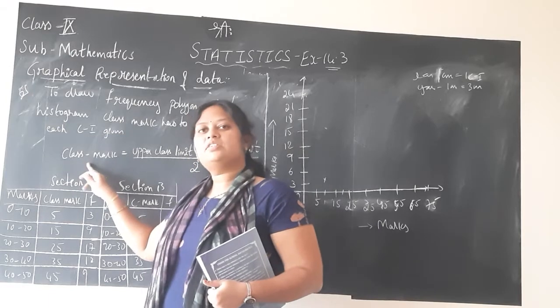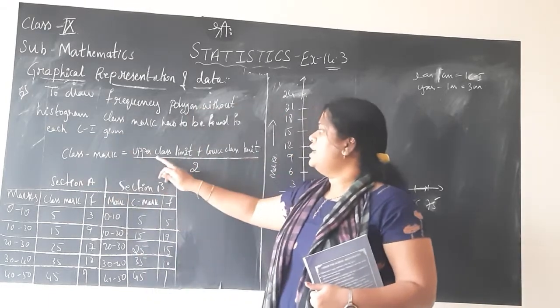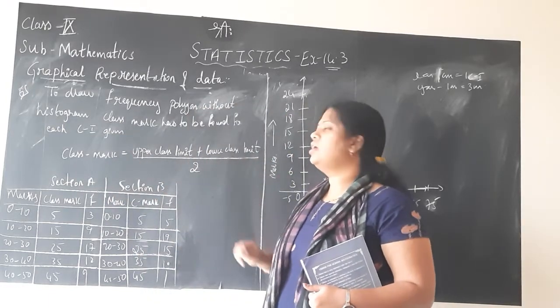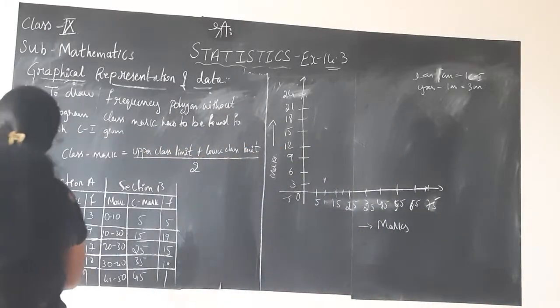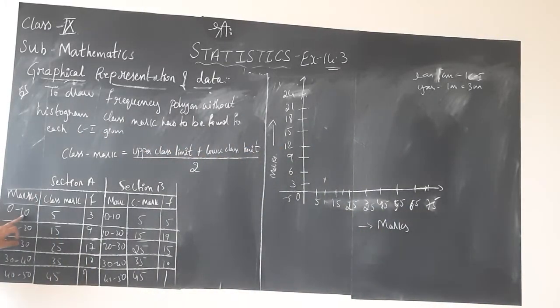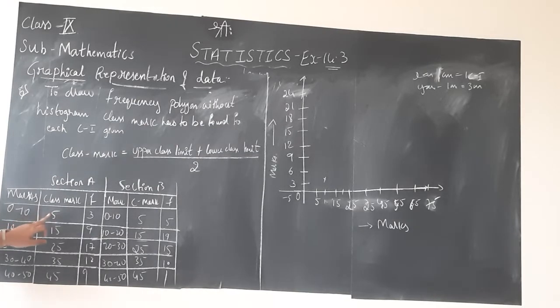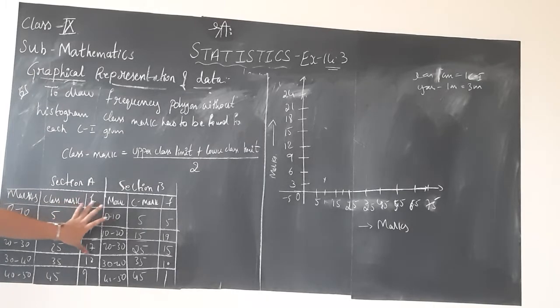How do you find the class mark? I already told you the formula. It is upper class limit plus lower class limit divided by 2. That is, you are taking the average. Like, see, 0 plus 10 is 10, divided by 2 is 5. That becomes the class mark. Along with class interval and frequency I have written, in between, one column I have included with class mark.